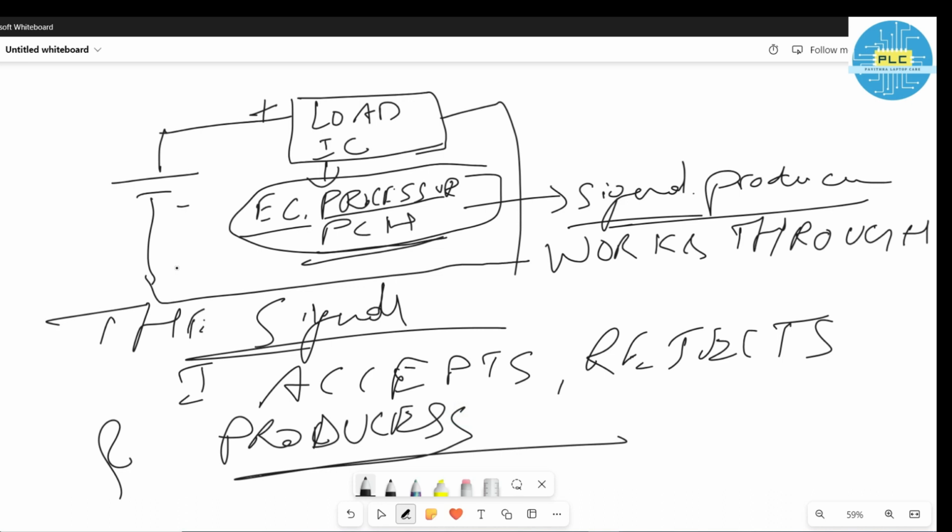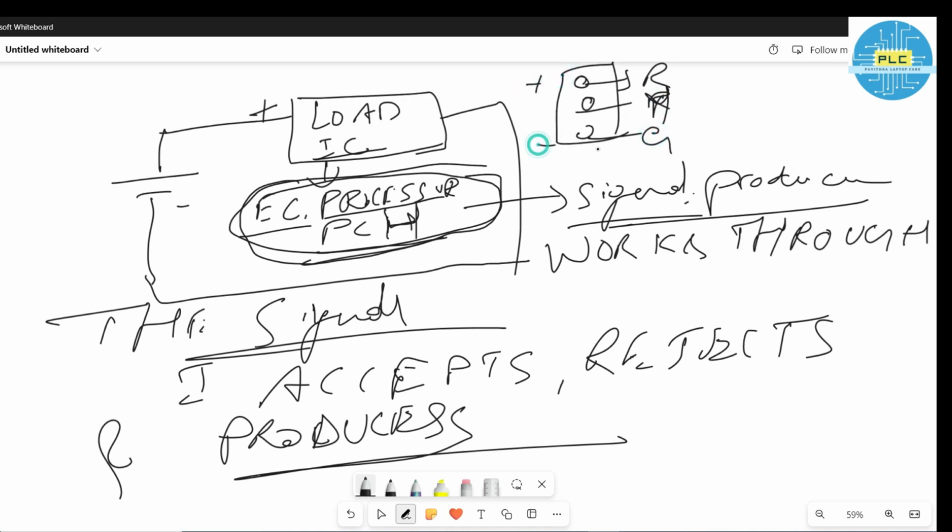Understood my point? If the load is an IC, if it is an EC or processor or PCH, these ICs will produce signals, like a traffic signal. In a traffic signal, there are three lights: red, yellow and green, right? It accepts positive and negative.